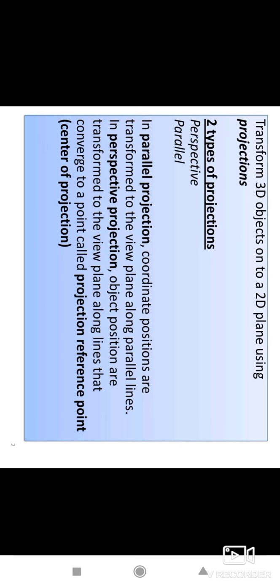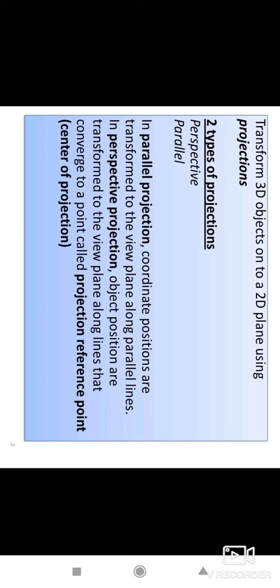Projection is nothing but the display, or the transformation, of 3D objects on a 2D plane. In the viewing pipeline, we have seen the projection transformation. The projection transformation is used to display a three-dimensional object on a two-dimensional view plane. So the projection is the transformation of 3D objects onto a 2D plane. Mainly we have two types of projection, that is perspective projection and parallel projection.